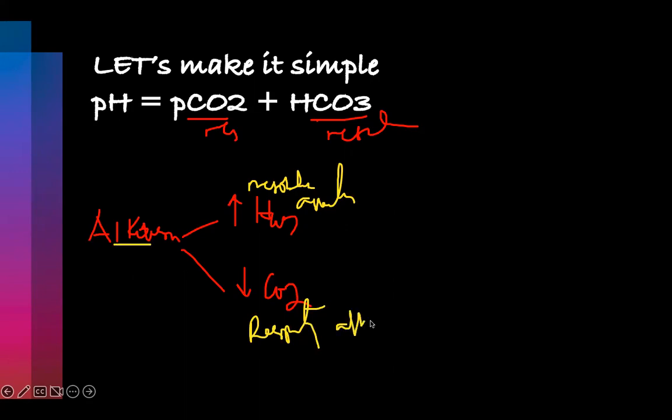So respiratory alkalosis. Now I have to correct it. How do I correct it? Opposite. I have metabolic, it should be respiratory. I have alkalosis, it should be acidosis. I have respiratory, it should be metabolic.